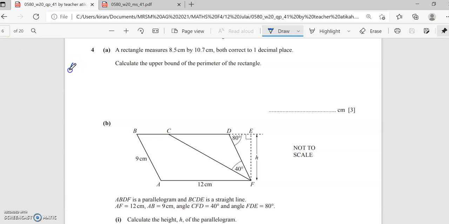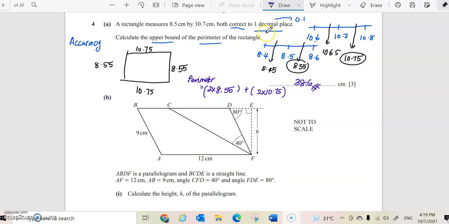So, apa part yang kena take note for accuracy? Okay. Bila dia minta upper bound, perimeter, so kita akan tambah bila add berapa macam mana. So, that's all kita kena ingat lah. Lepas tu benda yang penting untuk accuracy ialah correct to berapa. Okay, so kat sini lah one decimal place. So, kalau bila one decimal place, dia akan jadi 0.1 lah. 0.1 ni refer kepada one decimal place.